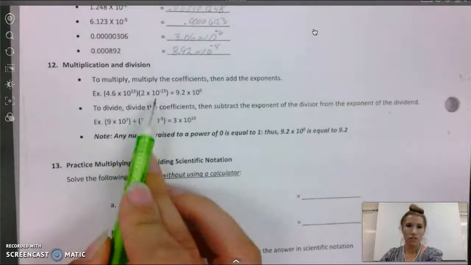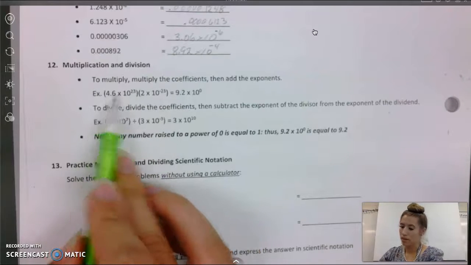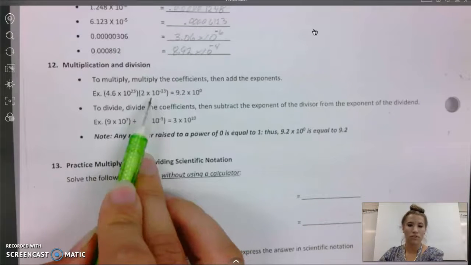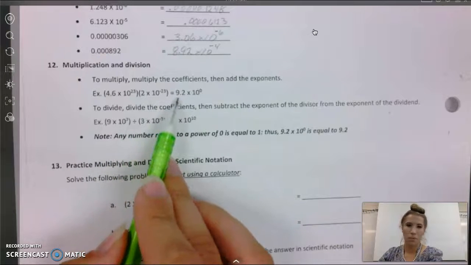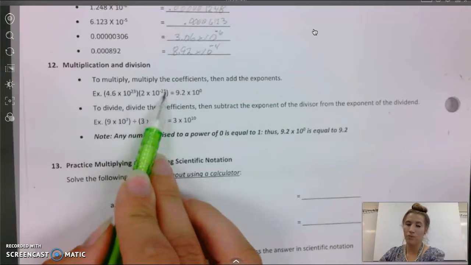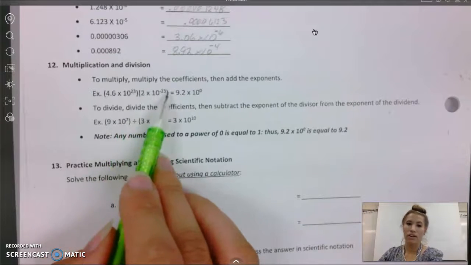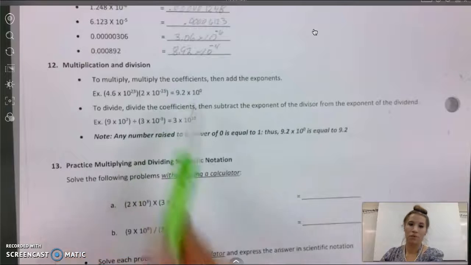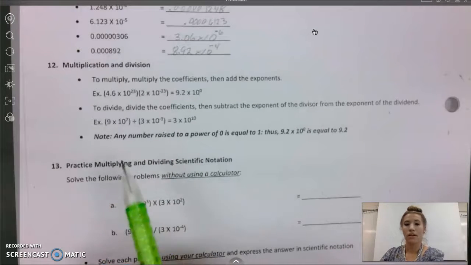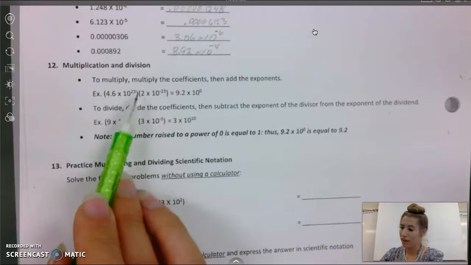If we have two numbers in scientific notation, we're multiplying them together. The first thing you do is multiply the coefficients. So we take our 4.6 and we times that by 2, and so then the new coefficient is 9.2. And then we take our exponents, and because it's multiplication, we add them together. So we have 23 plus a negative 23, which is where we end with 0.